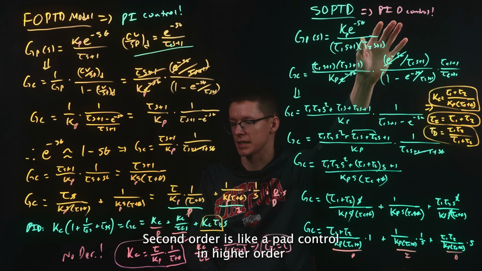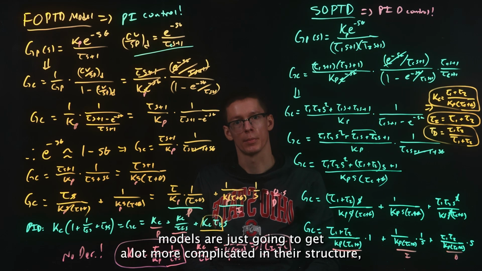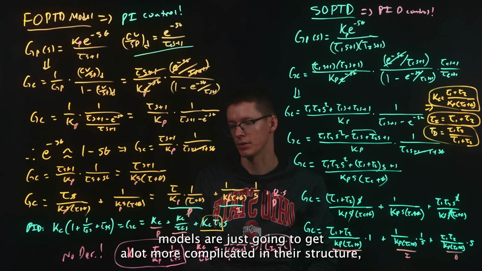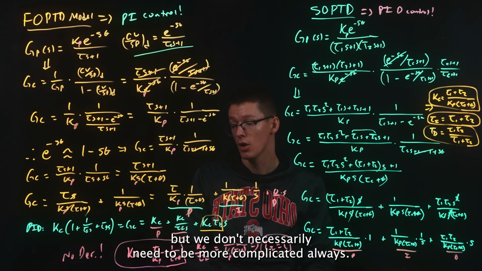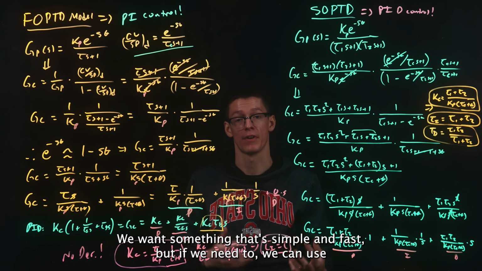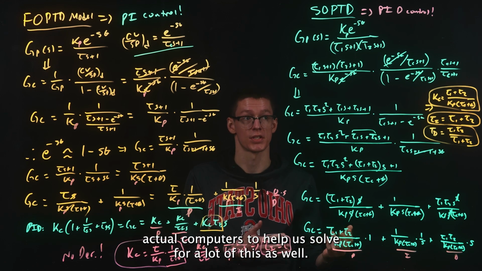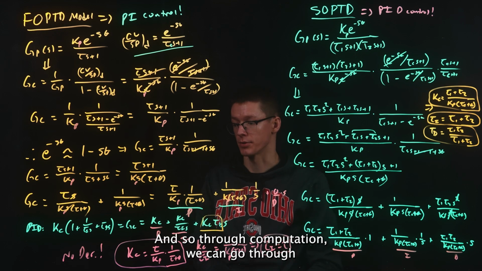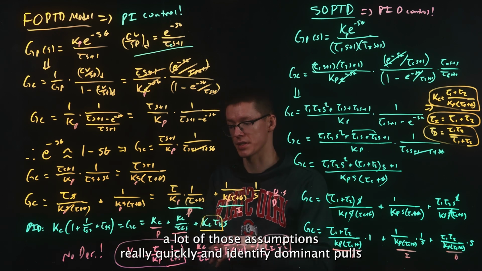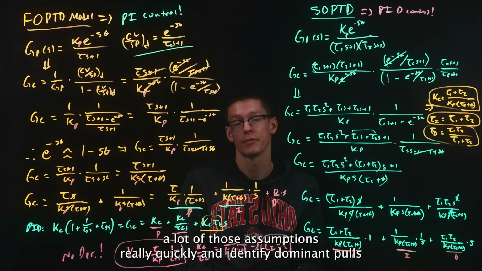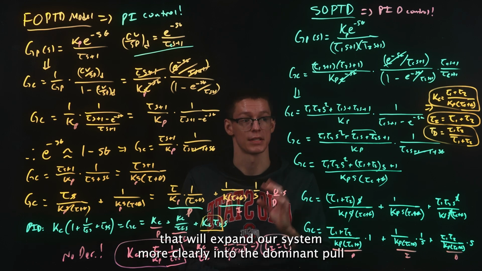Second order is like a PID control, and higher order models are just going to get a lot more complicated in their structure. But we don't necessarily need to be more complicated always. We want something that's simple and fast. But if we need to, we can use actual computers to help us solve for a lot of this as well. And so through computation, we can go through a lot of those assumptions really quickly and identify dominant poles that will expand our system more clearly.